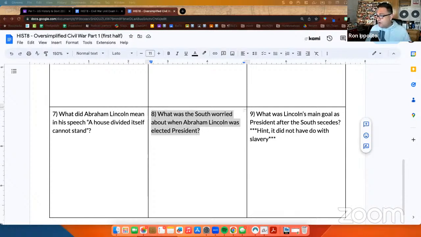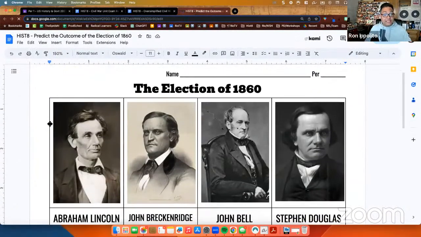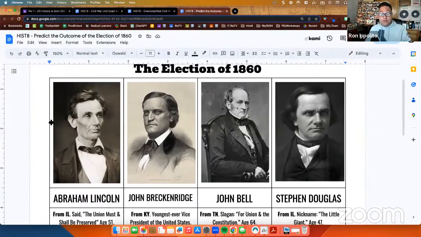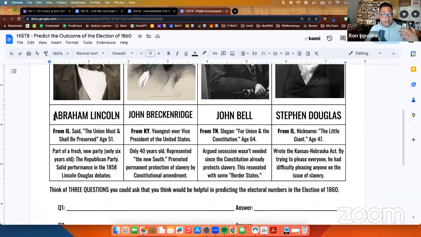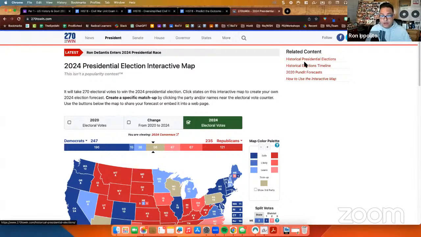Let me go ahead and just bring this over. All right, just want to make sure that Google Drive is behaving. There we go. Okay, so if you recall this lesson here, the election of 1860 was between four men: Lincoln, Breckinridge, Bell, and Douglas. And then we took a look at the electoral map, and we can look at that map right now.